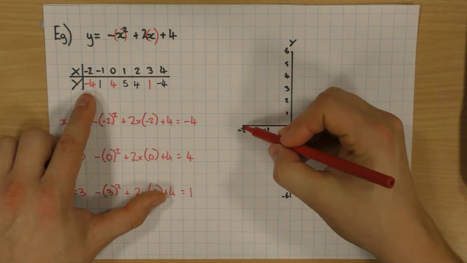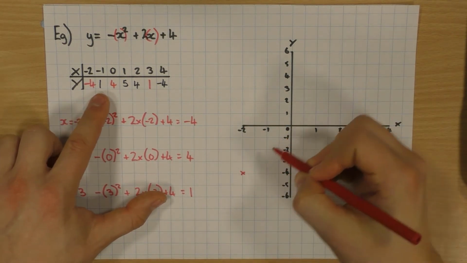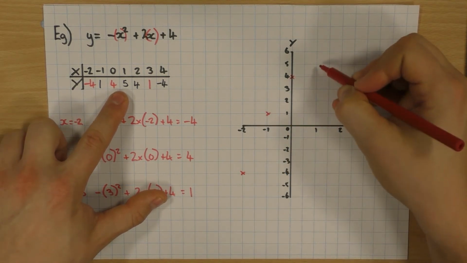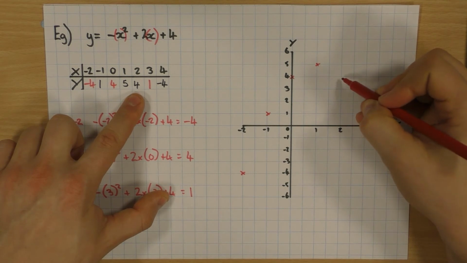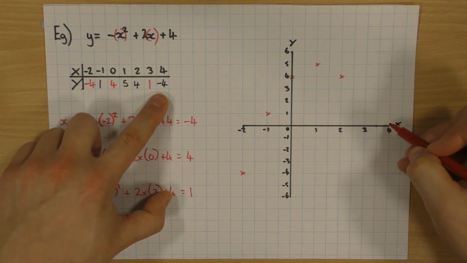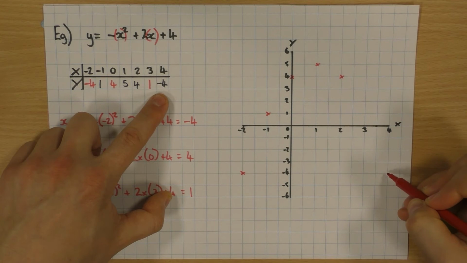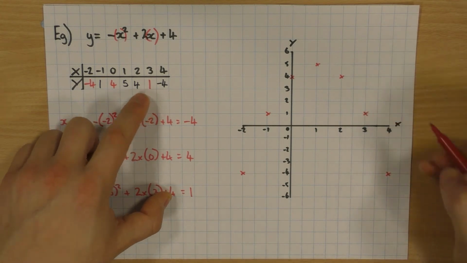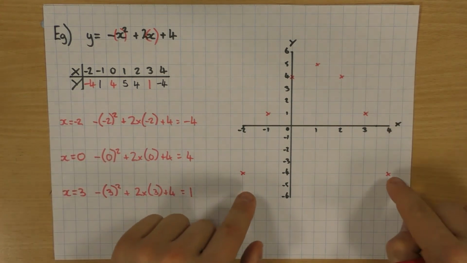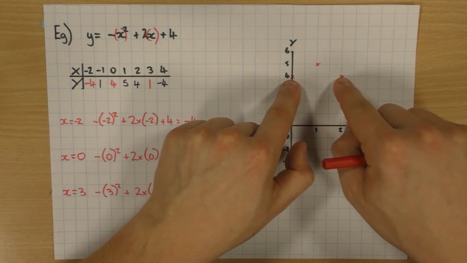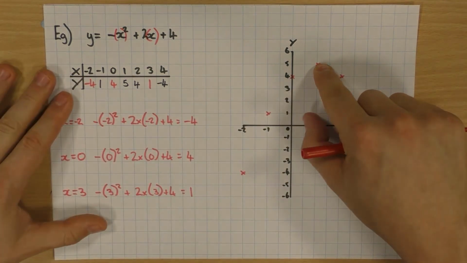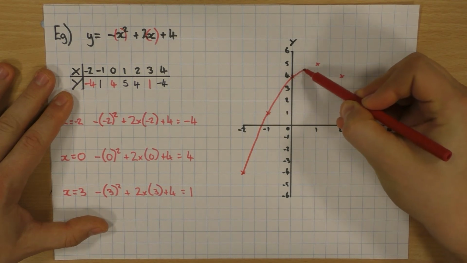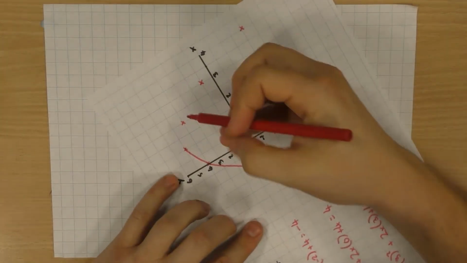Okay, so let's plot this. So minus 2, minus 4. Minus 1, 1. 0, 4. 1, 5. 2, 4. And then 4, minus 4. Oh, I missed off 3, sorry. 3 is 1. Okay, so as you're going up in pairs, we get to this one here, so in the middle is there, so I definitely know that that is the turning point, and luckily this is already facing the right way for me.